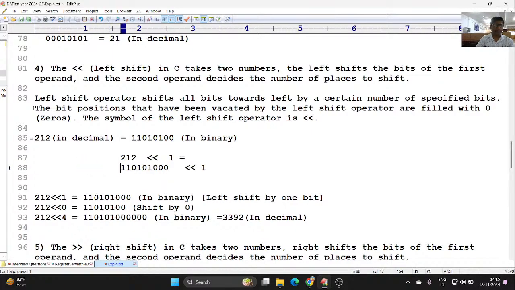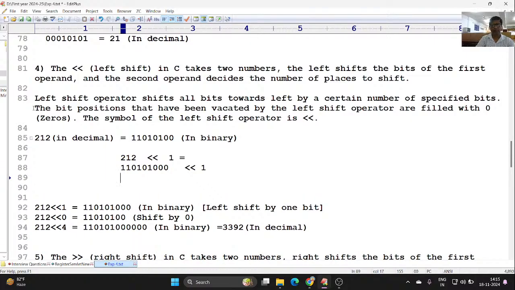Let me give you a practical implementation. I'm shifting one, so first let me give the number one. I'll give the space first so that we'll get the idea. It's better. Two, three, four, five, six, seven, eight, nine.